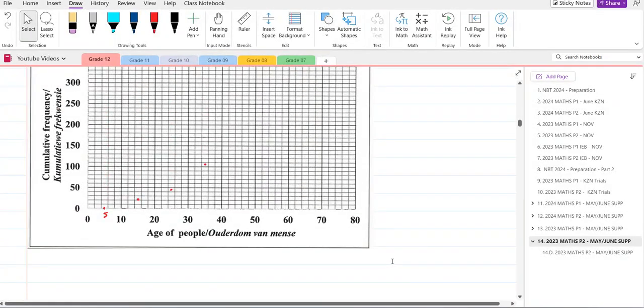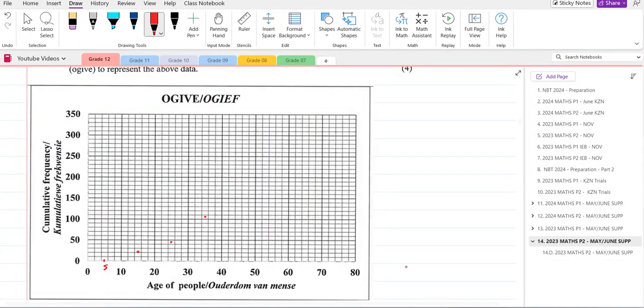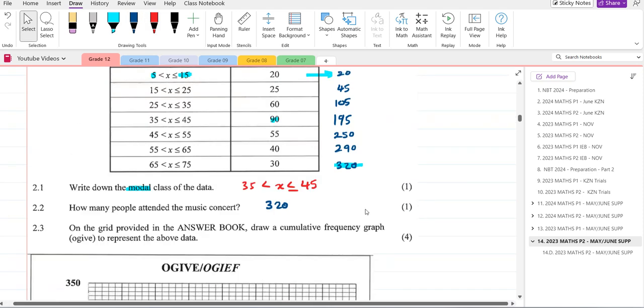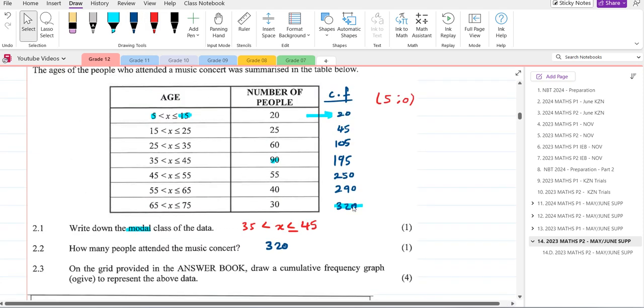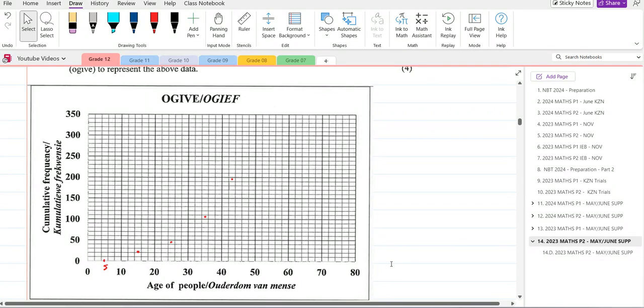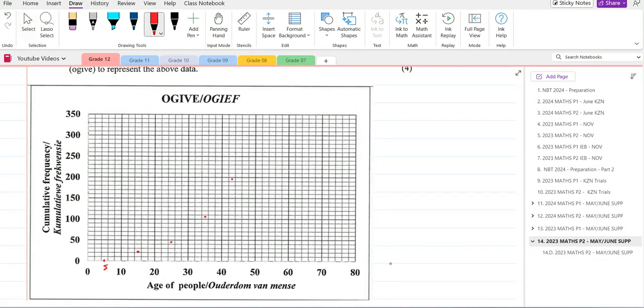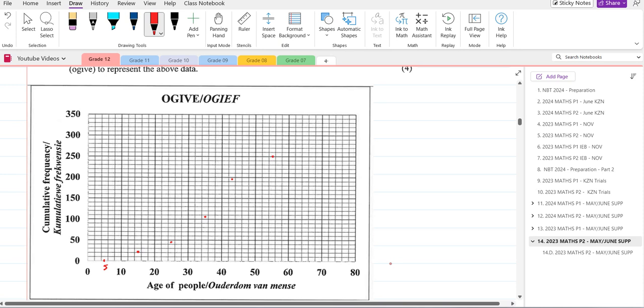45 and 195. Somewhere close to 200, right? 195 is going to be 190, 195. Dead center there. Then 55 and 250. That's a nice point. 55 and 250, and 55 will be right there. Perfect.